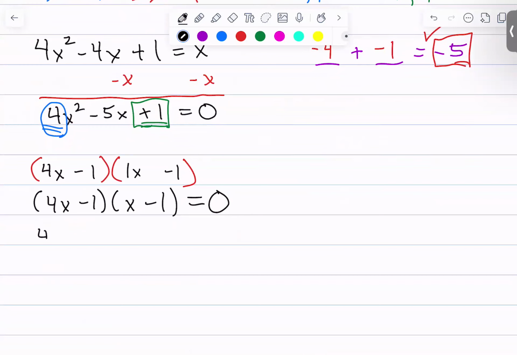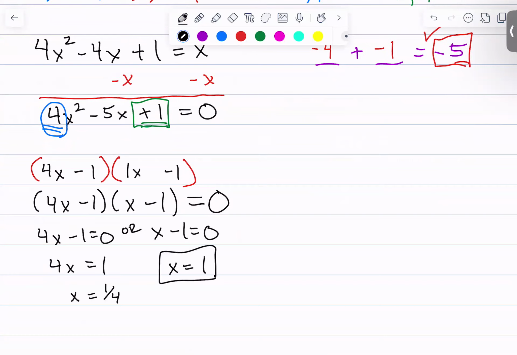And if I make each of them equal to 0, then 4x equals +1, x would equal 1/4. Here, x would equal +1. Those two guys are my answers. That's the lesson for today, class. Okay.